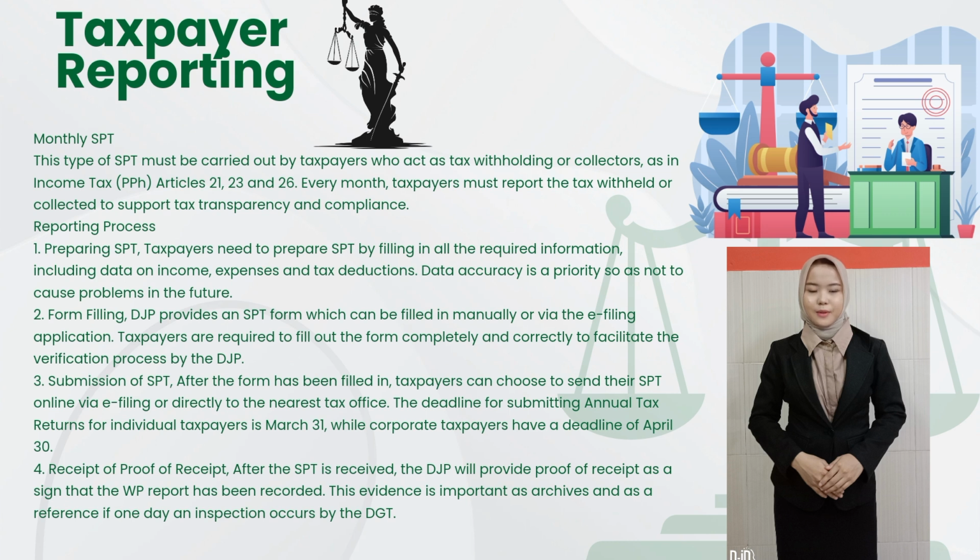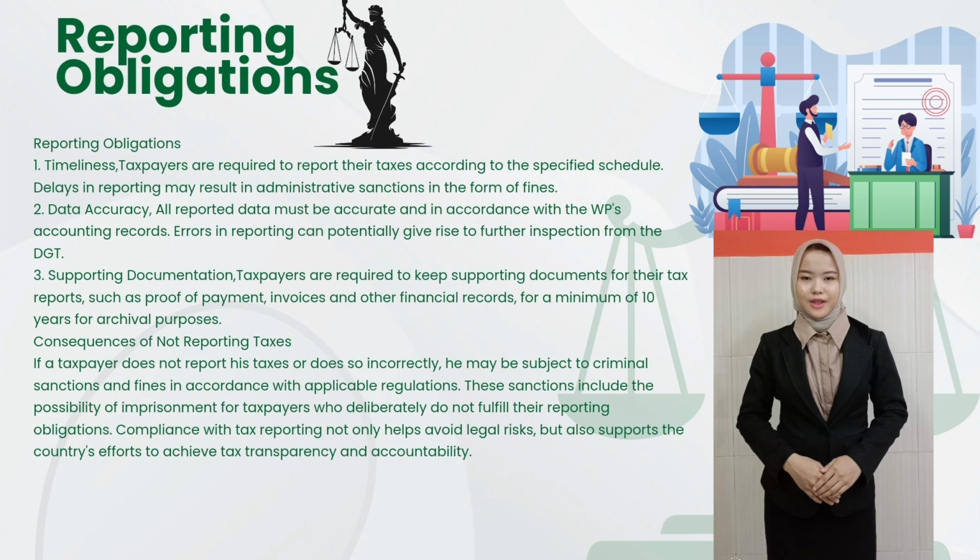4. Receipt of proof of receipt. After the SPT is received, the DJP will provide proof of receipt as a sign that the WP report has been recorded. This evidence is important as archives and as a reference if one day an inspection occurs by the DGT.